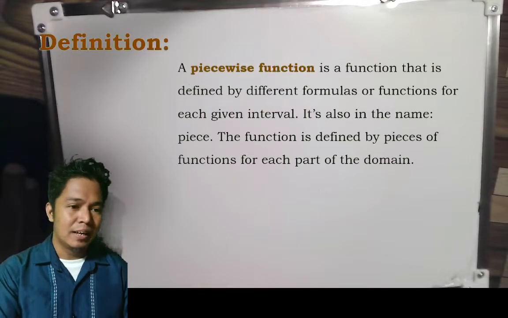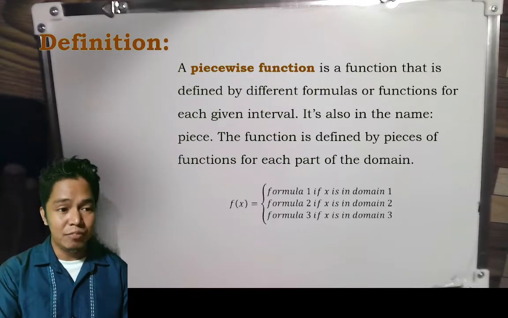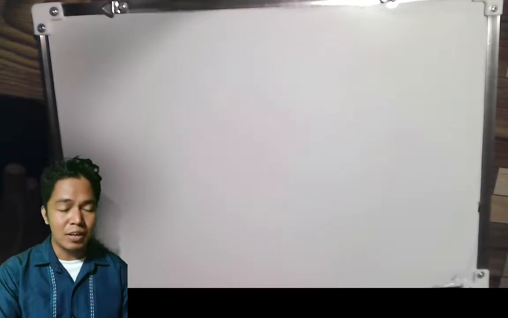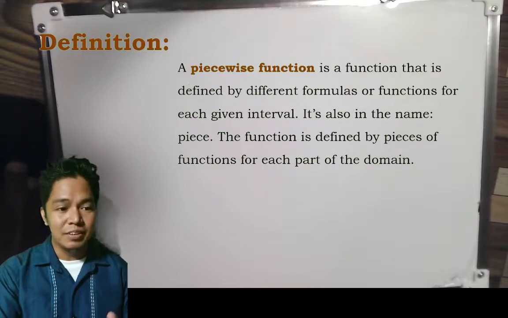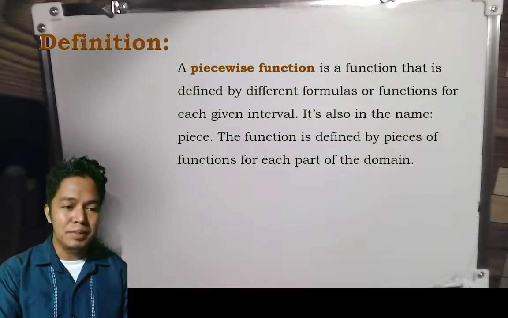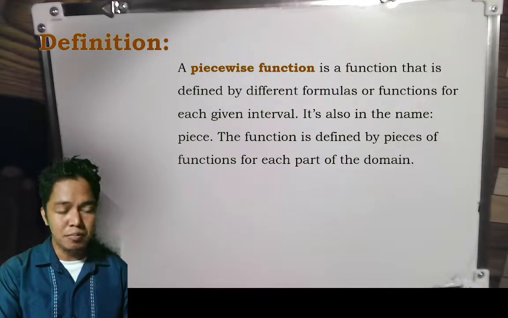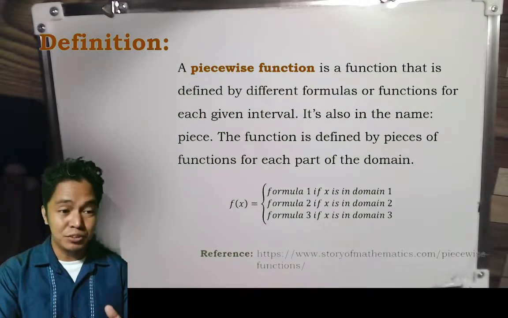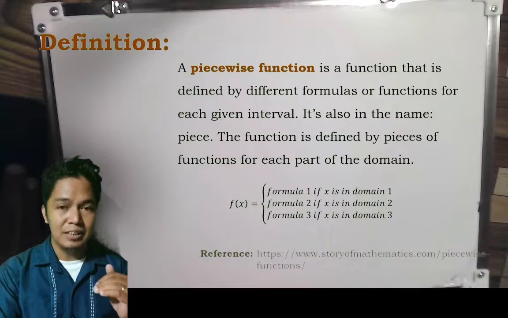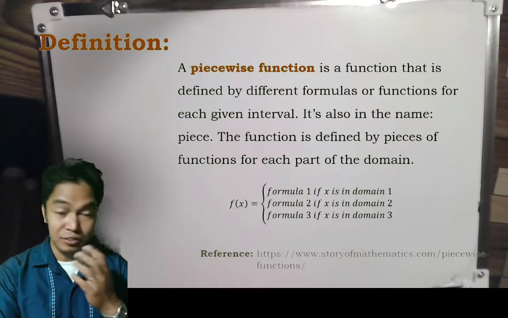So, a piecewise function is a function that is defined by different formulas or functions for each given interval. It is also in the name, piece. The function is defined by pieces of functions for each part of the domain. So usually, a piecewise function has at least 2 or 3 different functions for each domain condition.